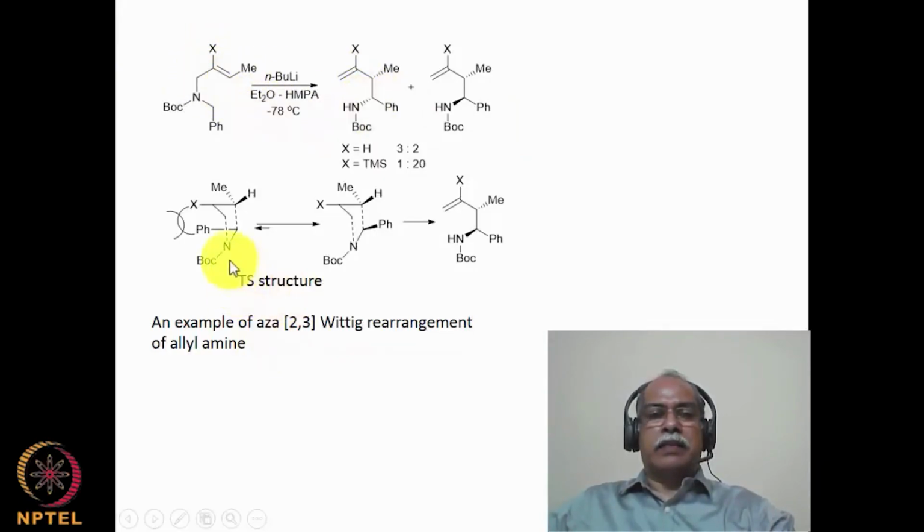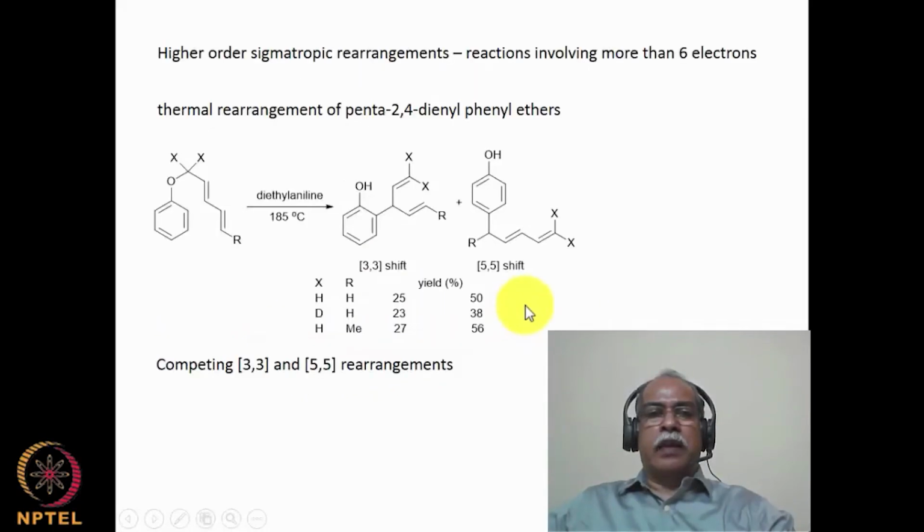The cyclic transition state structures are indicated here. There are two possible conformers which can exist in a cyclic transition state. In this conformer, the X group and the phenyl group are sterically interacting with each other in a hindered fashion, which is absent in the case of this particular transition state, resulting in the formation of the anti-isomer of the product that is formed using the aza-Wittig rearrangement in this particular instance.